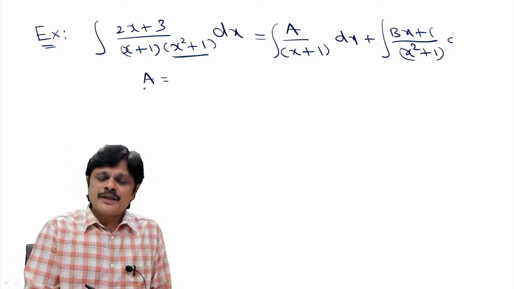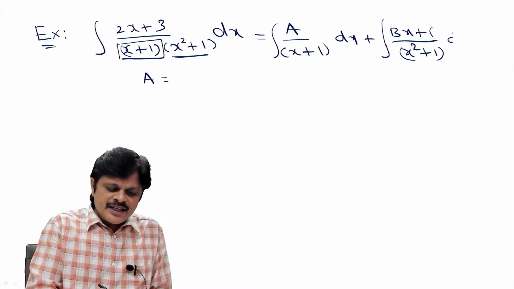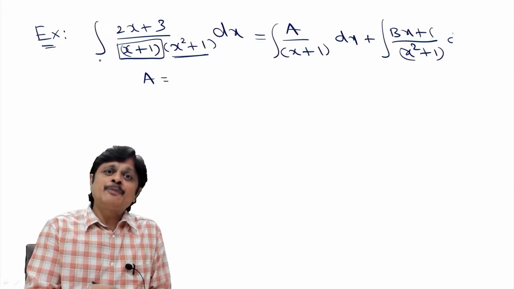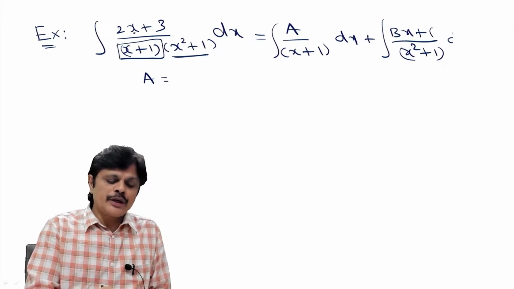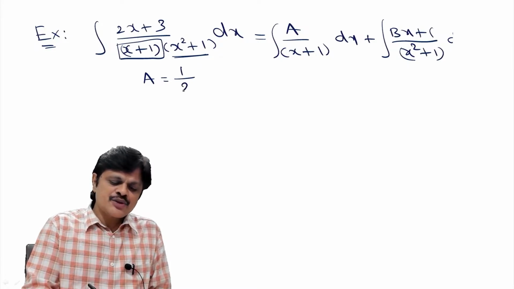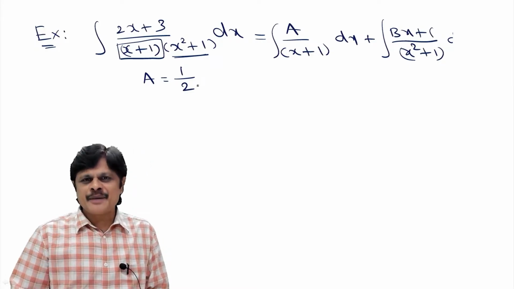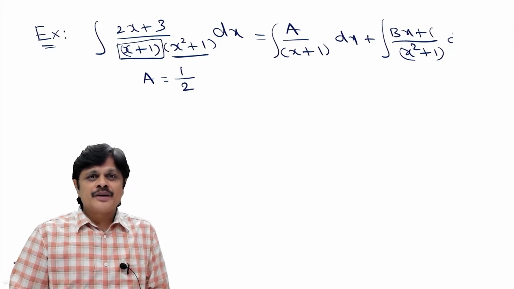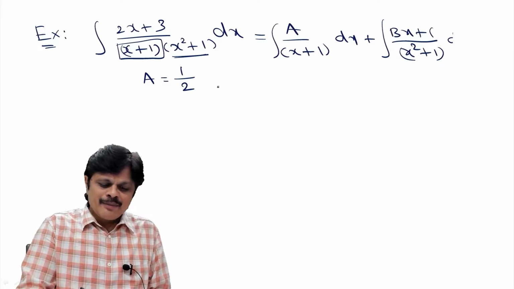Finding a is very simple. You close this x plus 1 part. In the remaining part, put x equal to minus 1. So if you put x equal to minus 1, minus 2 plus 3 is 1, and minus 1 square is plus 1, so 1 by 1 plus 1 is 2. So a value is ready, 1 by 2. But for b value, you need to do the cross multiplication and verify.